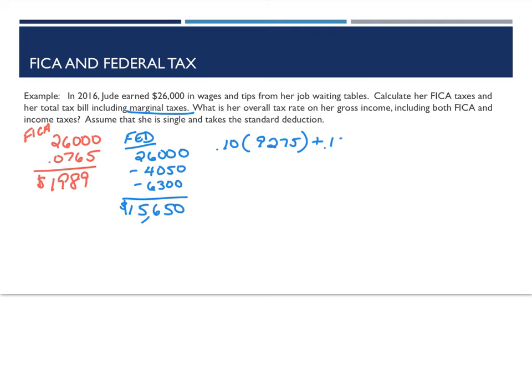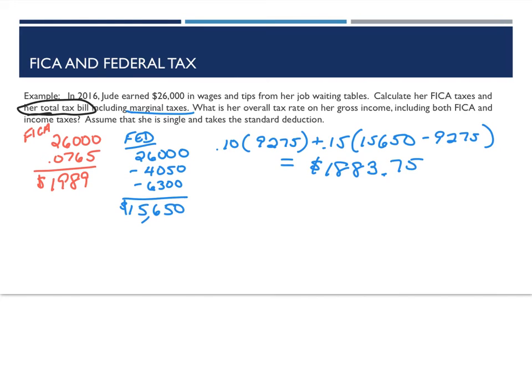Plus, she does not top out of the 15% bracket, so it's 15% of the rest of her income, minus the $92.75 she's already paid taxes on, which means her federal tax bill is $1,883.75. Now that's not actually a question. We wanted to know what is her total tax bill.